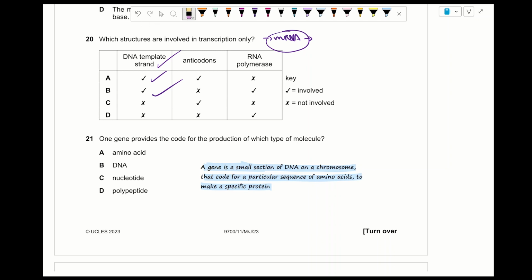Anticodons are incorrect since these are the nucleotides found on the tRNA, and tRNA is involved in translation, and they are found in the cytoplasm, which come to the ribosomes for the mRNA molecule to be translated. Therefore, they are incorrect. Now, RNA polymerase is correct since it is needed to align the RNA nucleotides along the DNA template strand to form the mature mRNA. Therefore, the answer is going to be B.